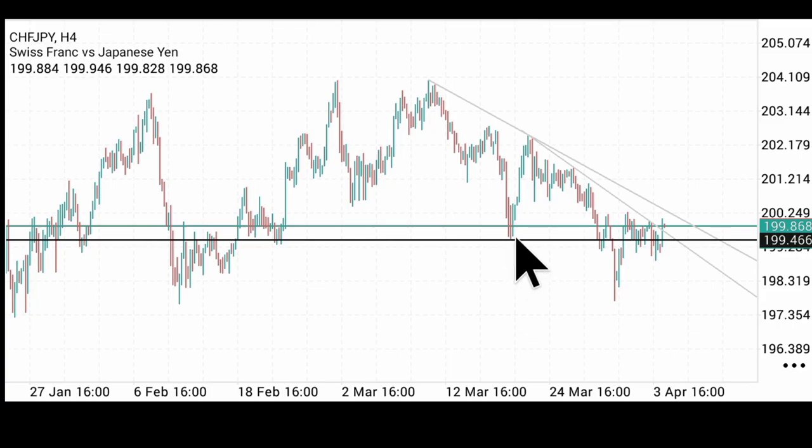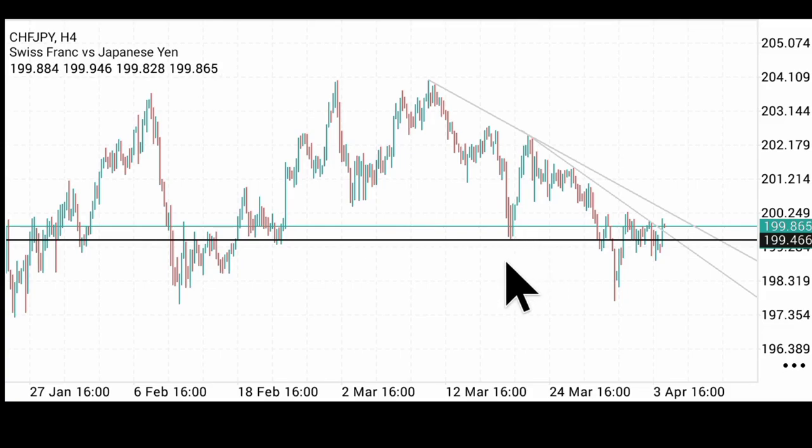At this point it supported the price, at this point it supported the price, at this point also it supported the price, and you can see right at this point it resisted the price. So it is a key level that we have right here. So this is the immediate support that we have.